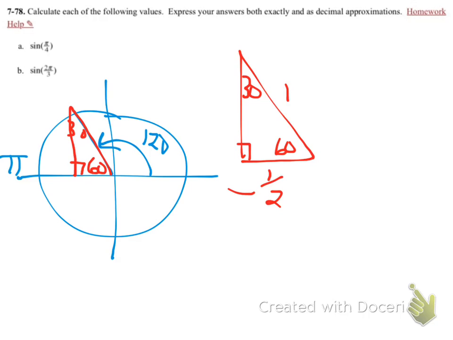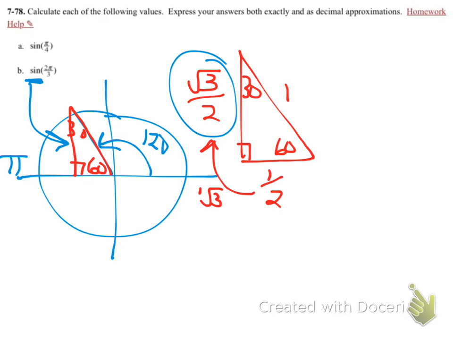Using my shortcut from geometry to get my long leg then, I multiply by the square root of 3, so my long leg is the square root of 3 over 2. Since this problem, like the last one, is dealing with sine, I only want the y value, the height of that triangle. So my answer is the square root of 3 over 2. That is the exact value. Again, to get the decimal approximation, I can type that in my calculator.